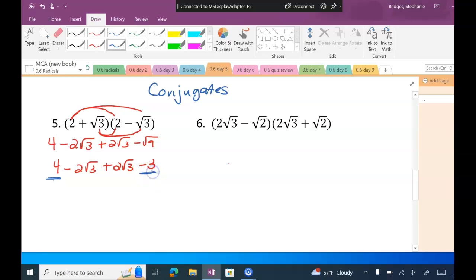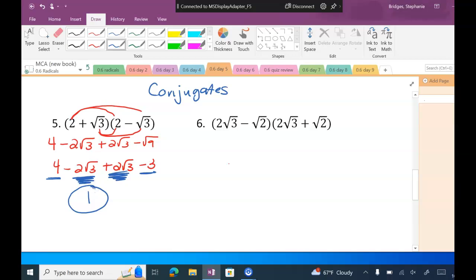What's 4 minus 3? 1. And then a negative 2 square roots of 3 and a positive 2 square roots of 3 just cancel out. Negative 2 plus 2 is 0. Remember we talked about that the other day. When it goes to 0, we don't stick a radical on it. So my answer here is just 1.